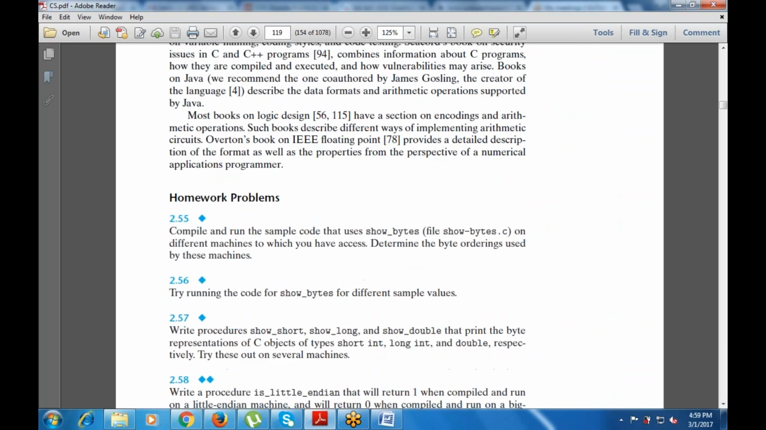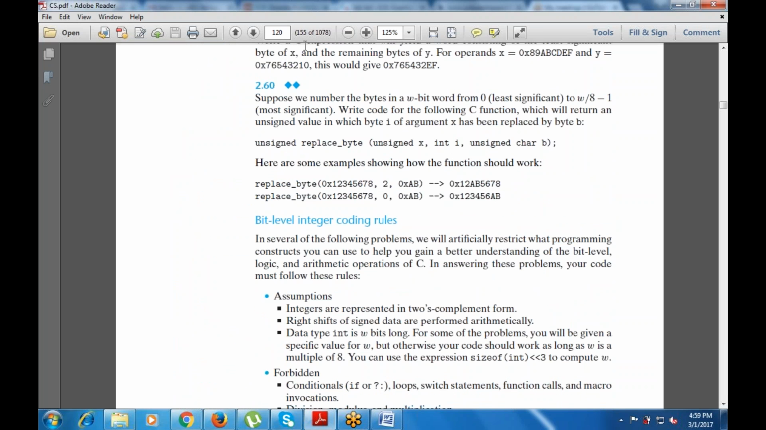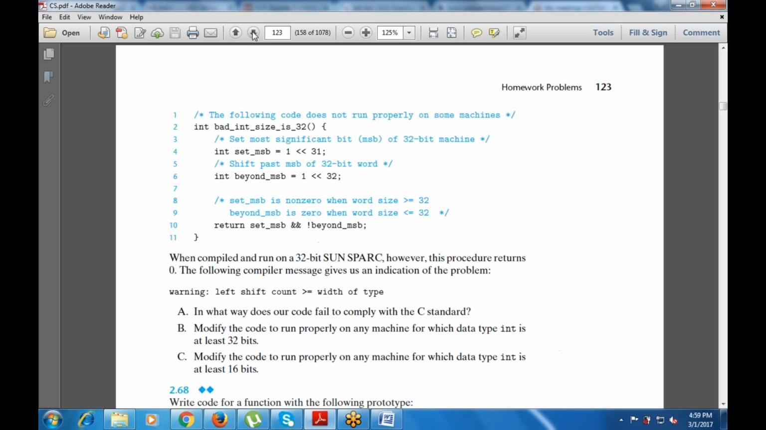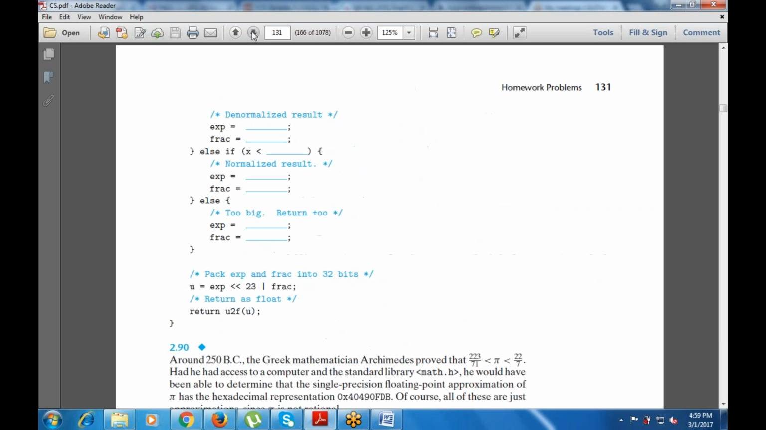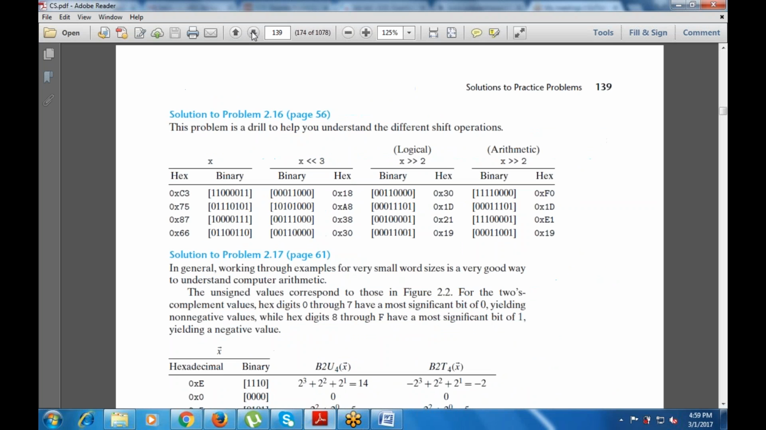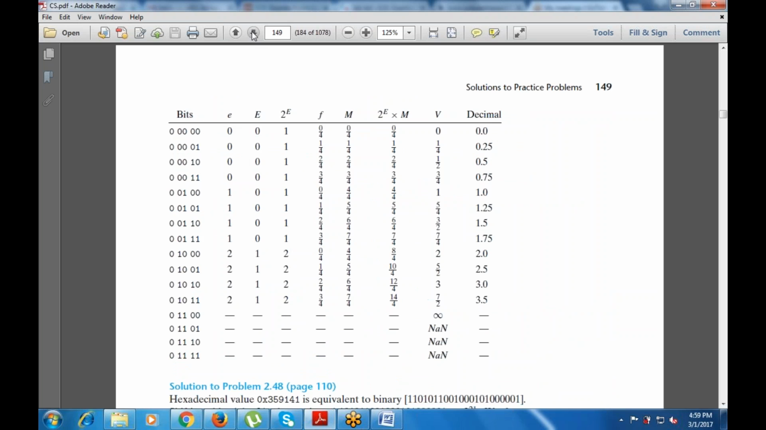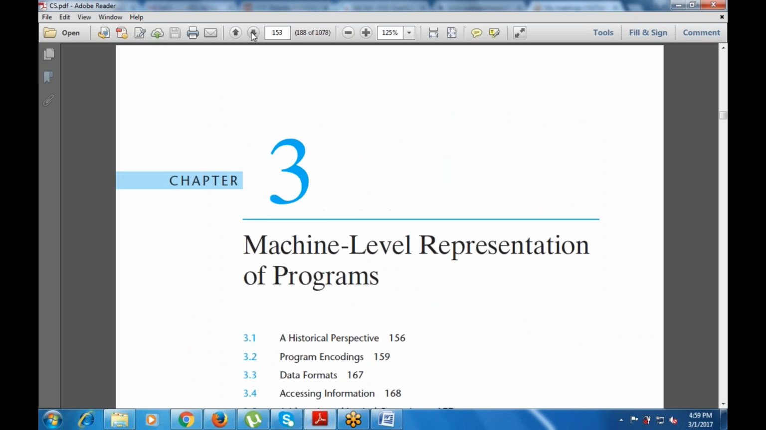This is a homework assignment, so the problem that is available with this is bit level integer coding rules. This is code to implement the following functions. These are the various solutions of this exam.